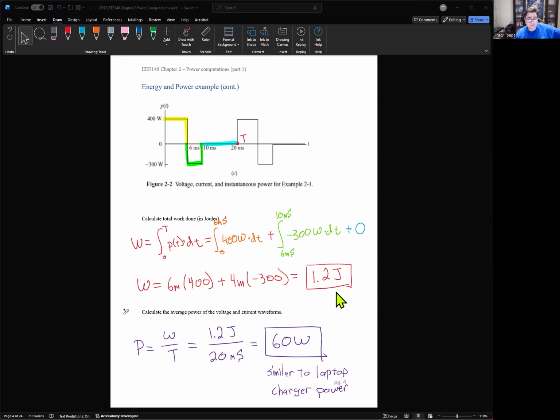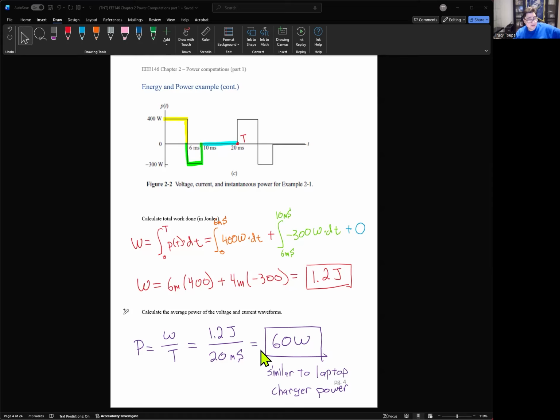Now, with the total energy, we can also figure out the power, right? Power is always work over time. Well, we know work, we did 1.2 joules worth of work. How long did it take us to do that amount of work? Well, we did it within 20 milliseconds. So you take 1.2 joules divided by 20 milliseconds, we end up getting 60 watts.